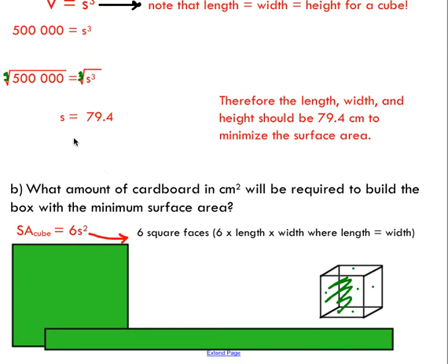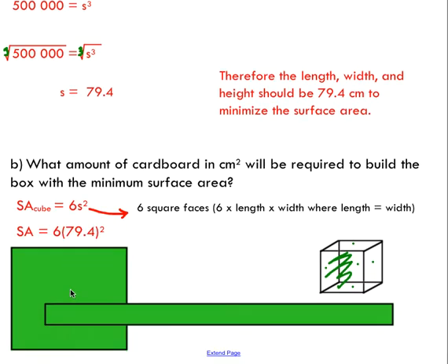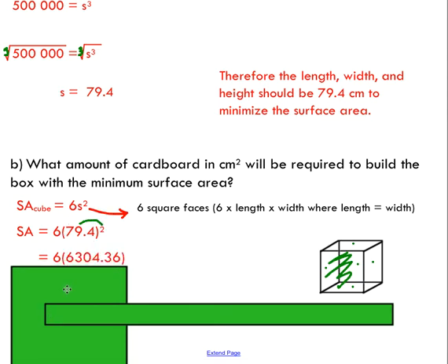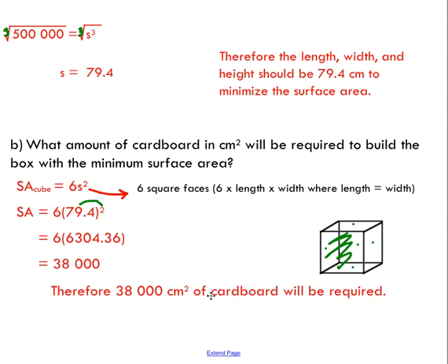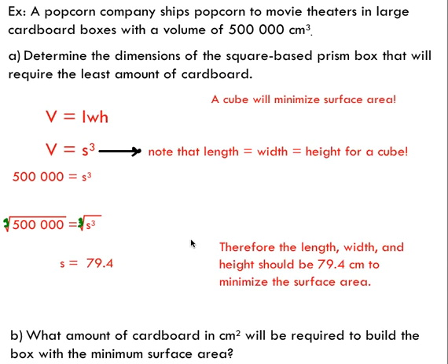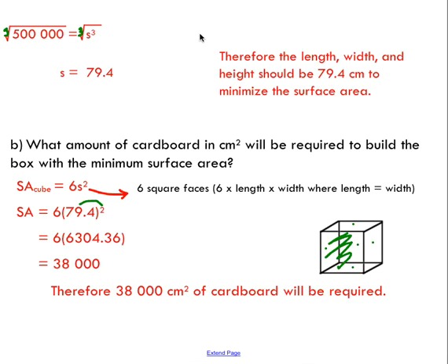So all we need to do is substitute in our measurement for our length and our width, which we know is 79.4. We're going to square that first and then multiply by 6. Remember our BEDMAS here. Brackets and exponents go first. So 79.4 squared, multiplied by 6, and we end up with 38,000 centimeters squared of cardboard. So that's how much cardboard we'll need. That's the surface area to give us this volume, and this will be the minimum surface area. So we'll use the least amount of material possible.